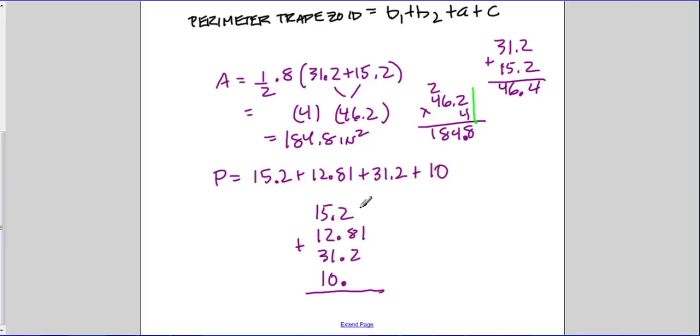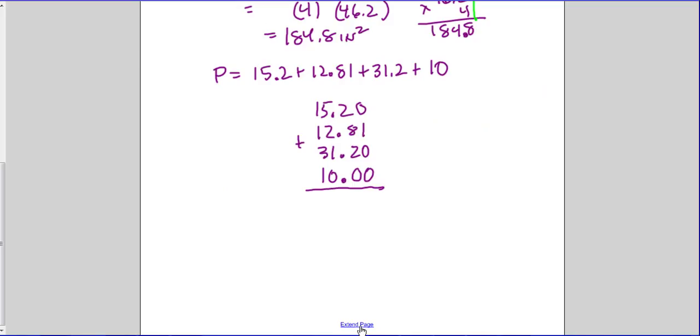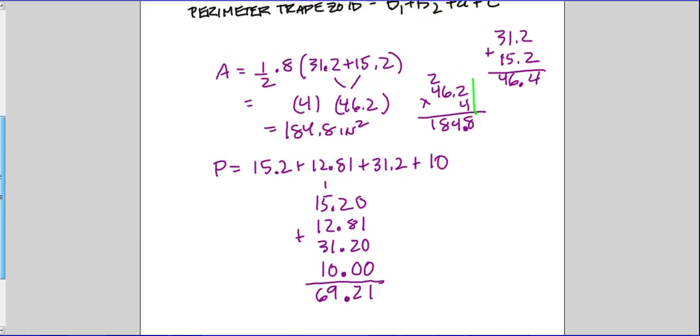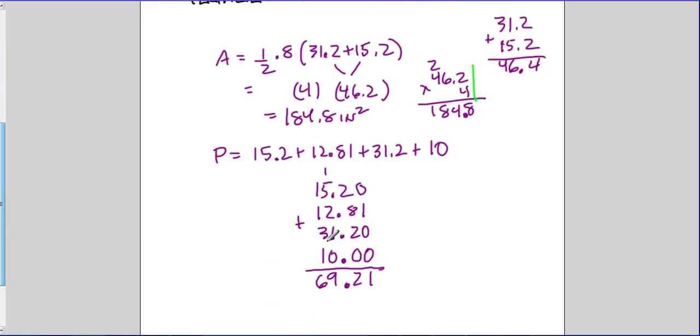I'm going to add a placeholder 0 here, placeholder 0 here, and 2 placeholder zeros here. So now add up the hundredths digits. That's 1. 2 and 8 and 2 is 12. Put my decimal point there, carry a 1, because that's 12. So that's 1, 5, and 2 is 8, plus 1 is 9. And 1 and 1 and 3 is 5, plus 1 is 6. So we get 69.21 inches for our perimeter.